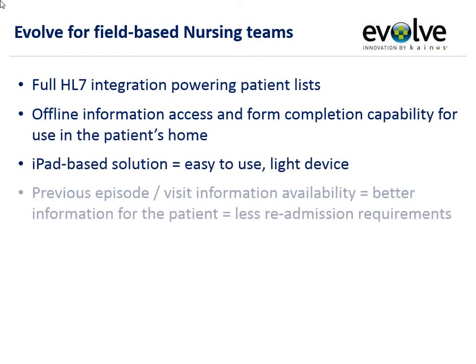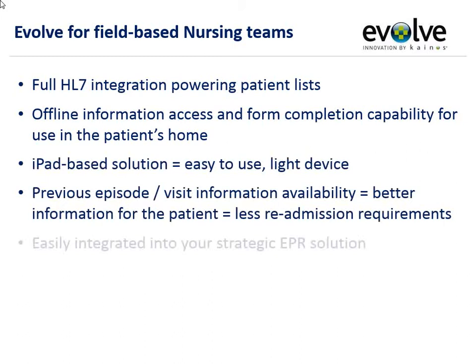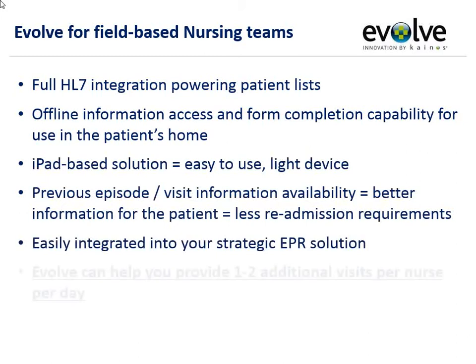She'll have access to the information from previous episodes of care so that she knows exactly what's going on. And one of the main areas of miscommunication is always handover. So here we've got one source of truth that's shared between multiple parties. We've got better information. We can also then advise the patient better, and that will again obviously lead to fewer readmissions and fewer spurious readmissions because we're not sure what's going on with this patient. And again, it's easily integrated into your strategic EPR, having that information flow down from the EPR to Evolve and back up again.